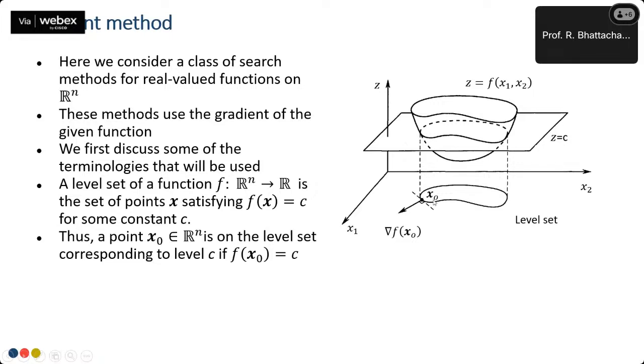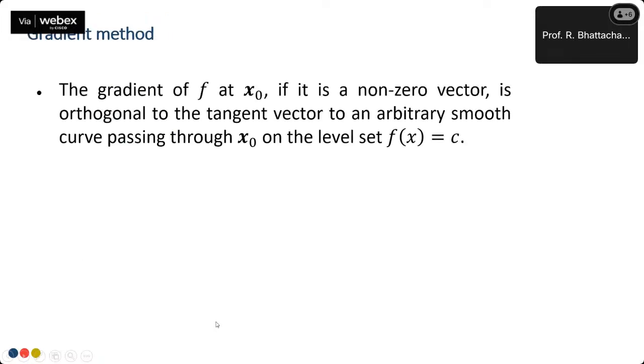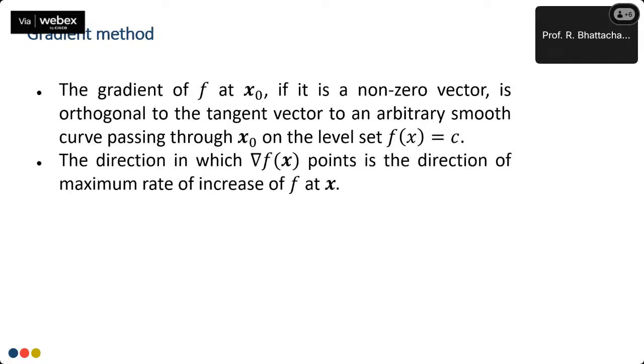So this is x naught, and this is the level set, and this z is equal to f of x1, x2 is the function, and z is equal to c. It intersects this along this, and this is projected here. So the gradient of f at x naught, if it is a non-zero vector, is orthogonal to the tangent vector to an arbitrary smooth curve passing through x naught on the level set f of x is equal to c.